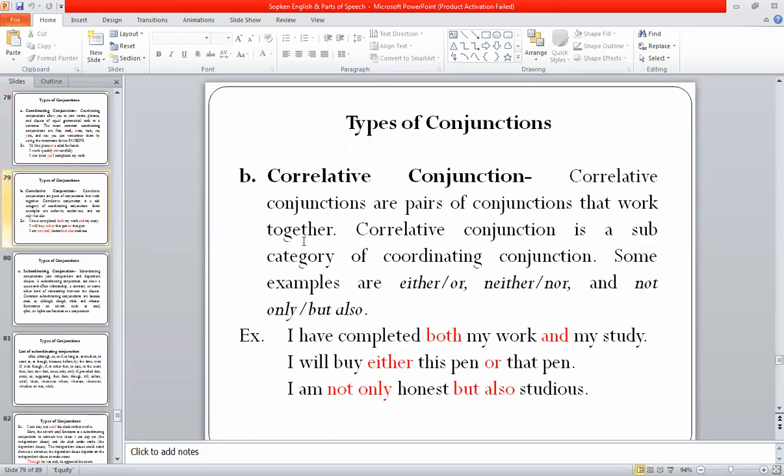Then the next subtype is correlative conjunctions. These are the conjunctions which come in pairs: either or, neither nor, both and, not only but also, hardly had, scarcely had. These correlative conjunctions come in a pair and connect two sentences or words or clauses. And we have also seen their examples.